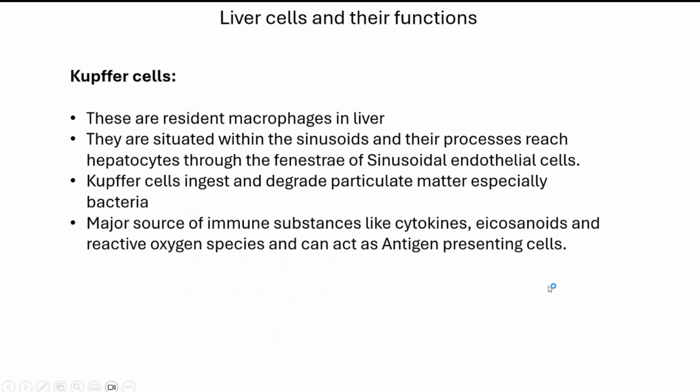So let's look at Kupffer cells. These are resident macrophages in the liver. They are situated within the sinusoids and their processes reach the hepatocytes through the fenestrae of sinusoidal endothelial cells. Kupffer cells ingest and degrade particulate matter, especially bacteria. They are a major source of immune substances like cytokines, eicosanoids, and reactive oxygen species, and can act as antigen presenting cells.